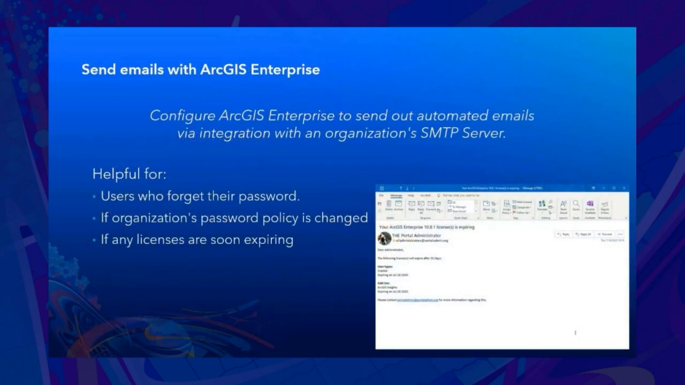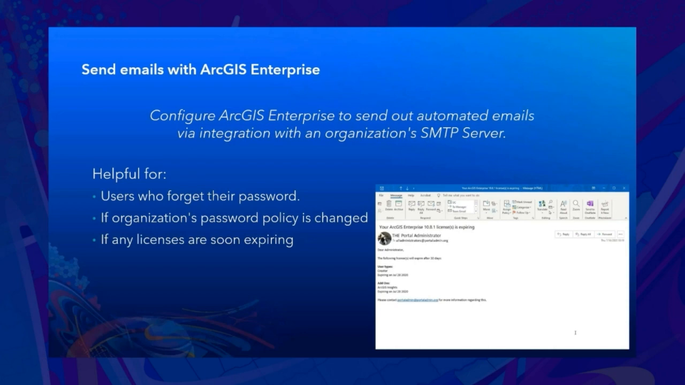At 10.8.1, we introduced the ability to send automated emails with ArcGIS Enterprise. This is done via integration with your organization's SMTP server. This can be done when a variety of events take place. For example, when a member in your organization forgets their password, this new email workflow will send that member a temporary password reset link that they can then use to reset their password after answering a security question. An email can also be sent when there's a change to the password policy.